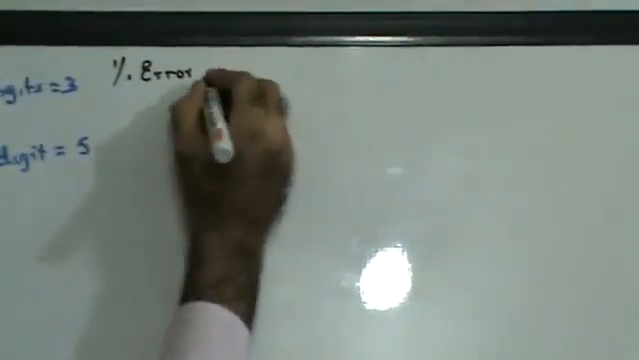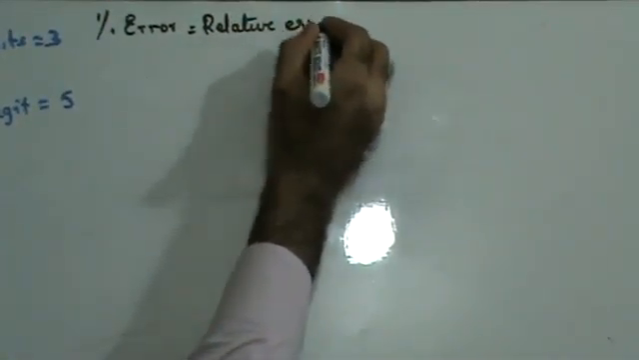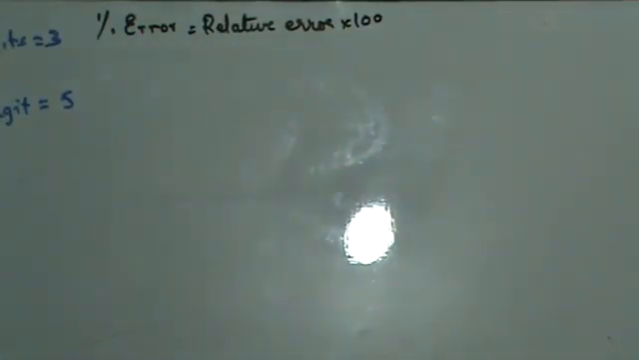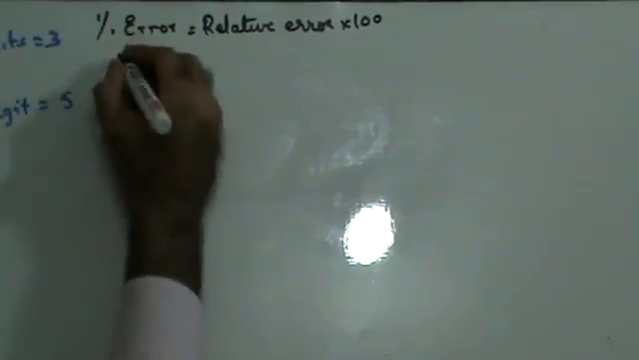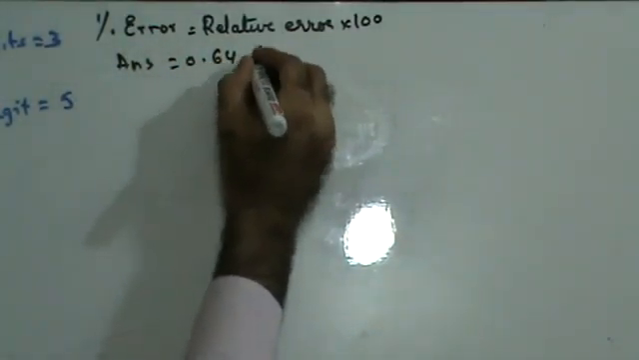Percentage error is nothing but relative error into 100. Right? Take on the next sum. The answer for this sum should come to 0.64%.